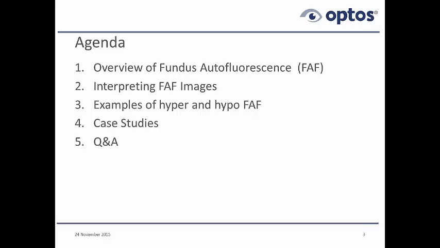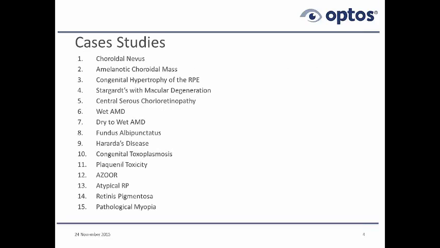Our agenda tonight is an overview of fundus autofluorescence, which we'll call either FAF or AF, interpreting these AF images. We'll do that. Examples of hyper and hypo-autofluorescence. We'll do some case studies, and we'll have a question and answer session at the end. The case studies. We're going to cover 15 cases. I really prefer to cover 50, but that would probably take about 3 hours, and we only have an hour, so we will get to these 15, as we'll see in a couple of moments.